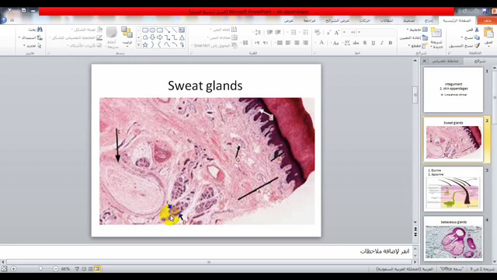It's a cylindrical coiled duct that traverses the dermis and epidermis to open at the surface of the skin and pour the sweat. We have two units composing the sweat glands: a secretory portion and a ductal part, like this in this slide.